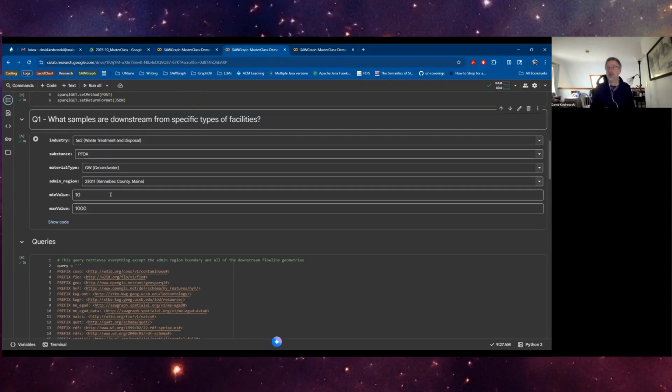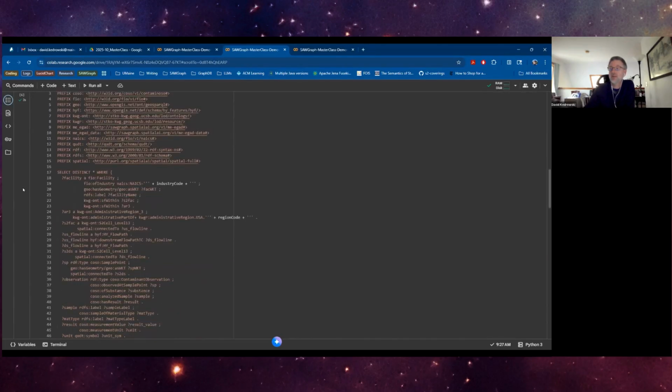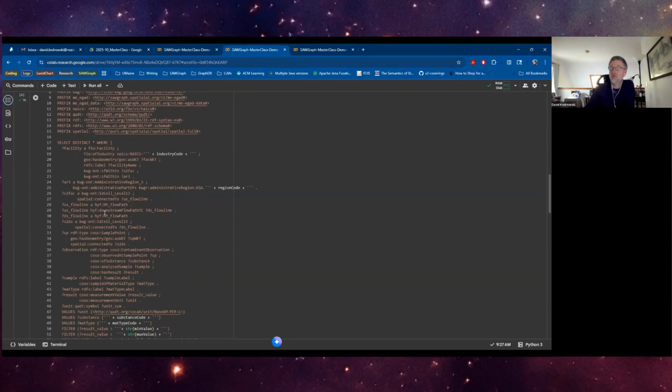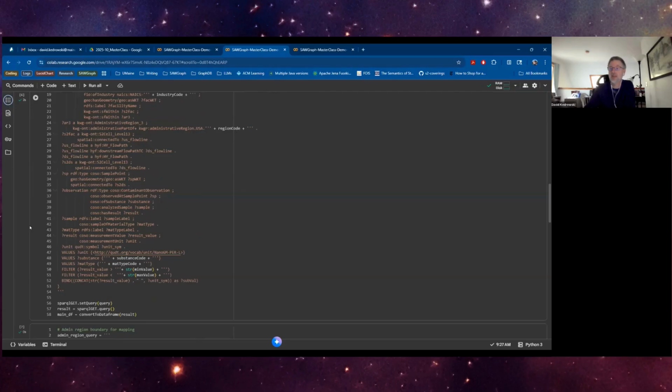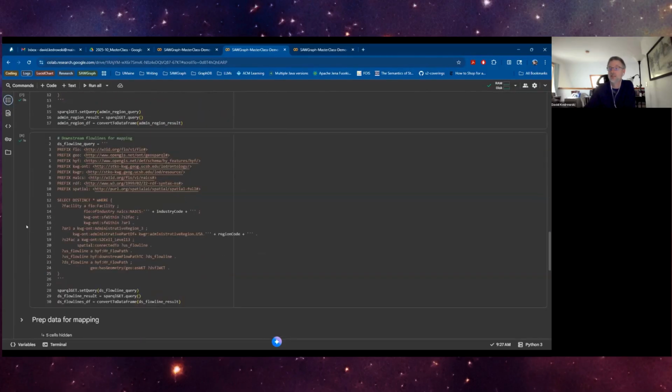So we're looking at samples downstream from specific types of facilities. You can choose a lot of the same information as for the previous query, but I've added in the ability to choose a specific industry for those facilities. This is pretty much all run from a single query, but it's going through and doing something very similar. And I'll talk through exactly what all this does in the map. I think it's a little bit clearer to see there.